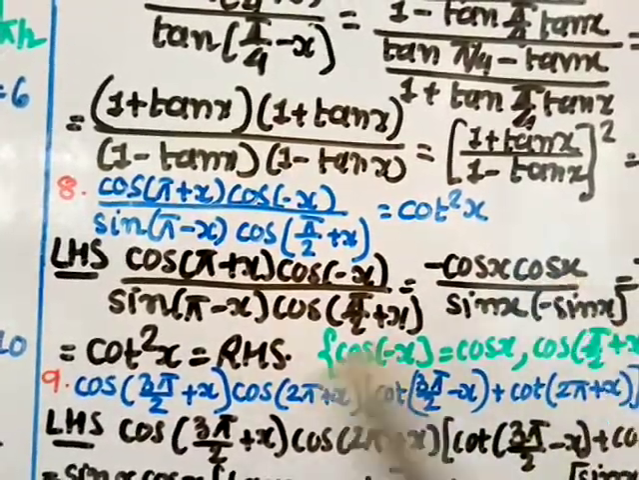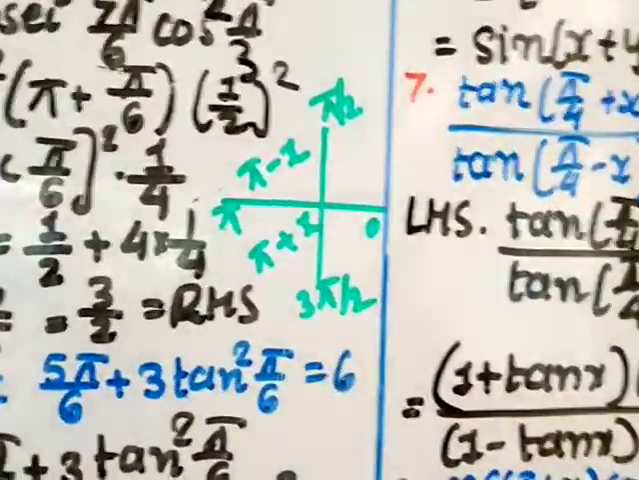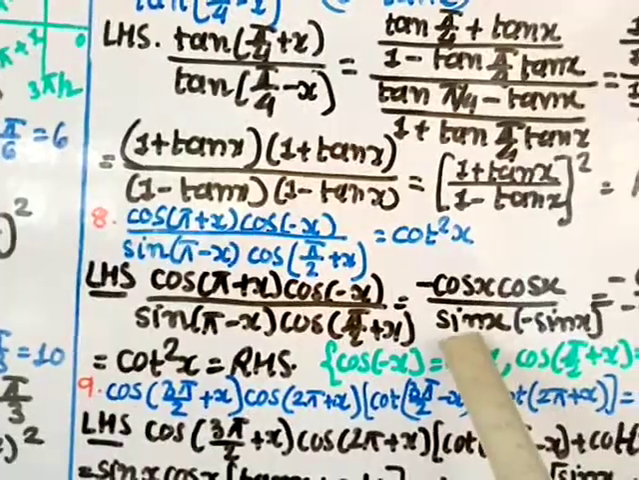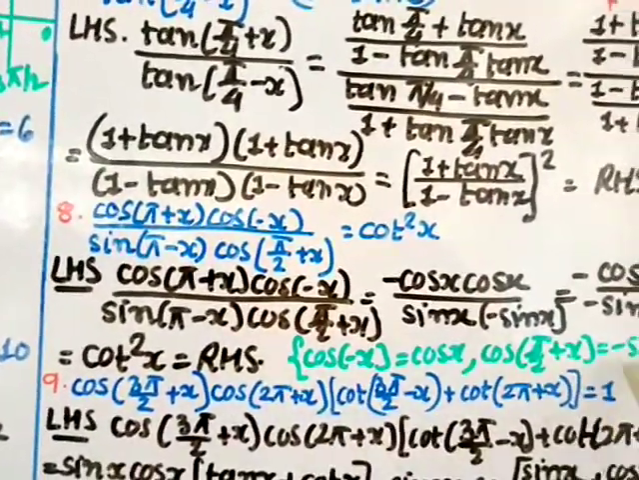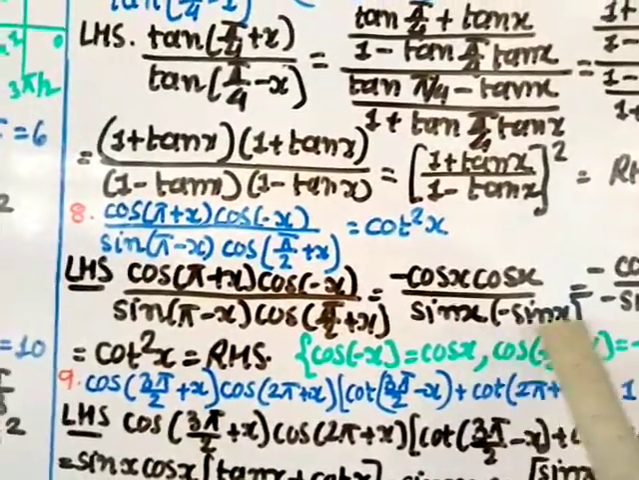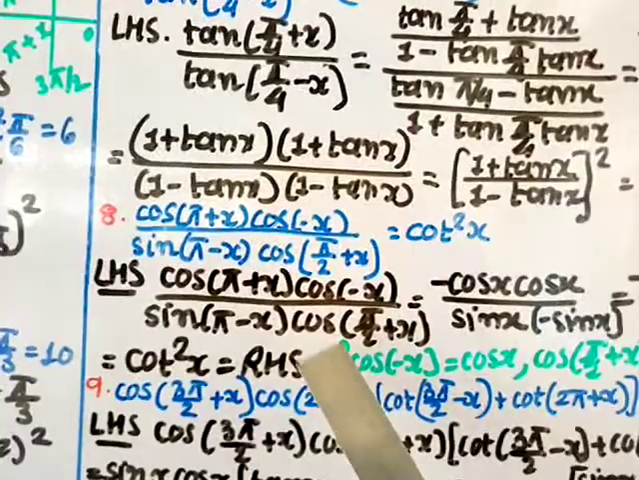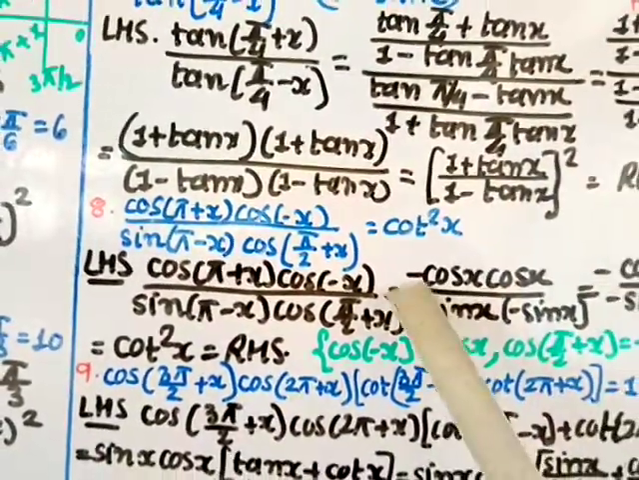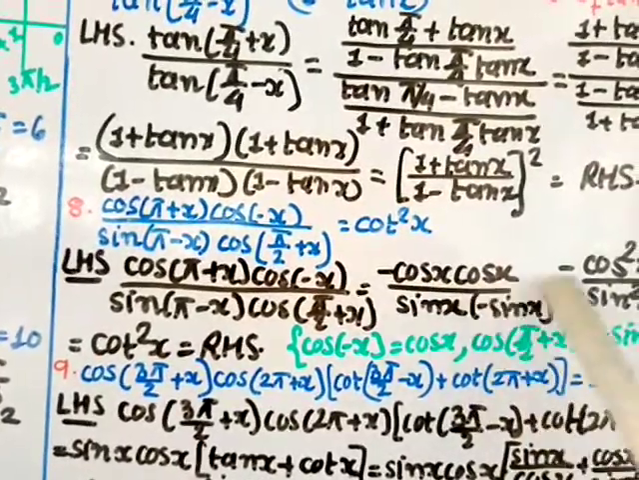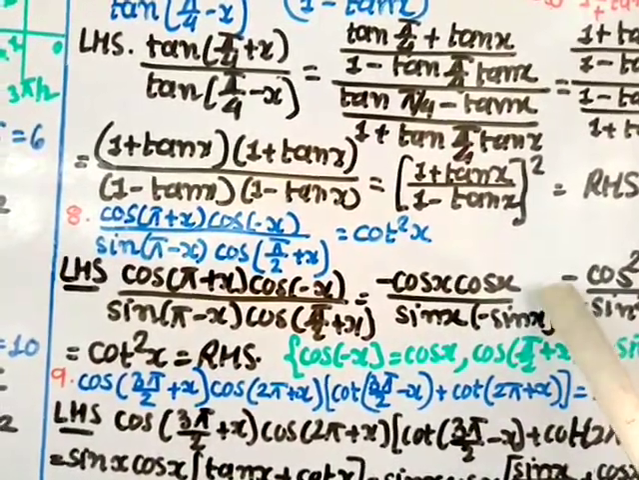Then sin of pi minus x. Now pi minus x is in the second quadrant, where sine is positive, so this value will be sine x. And cos of pi by 2 plus x, this identity is minus sine x. Cos becomes sine because of pi by 2, and this is the second quadrant, where cos is negative, therefore minus sine x. So cos into cos is cos square x, sine into sine is sine square x, and this also is negative, so negative and negative cancel.